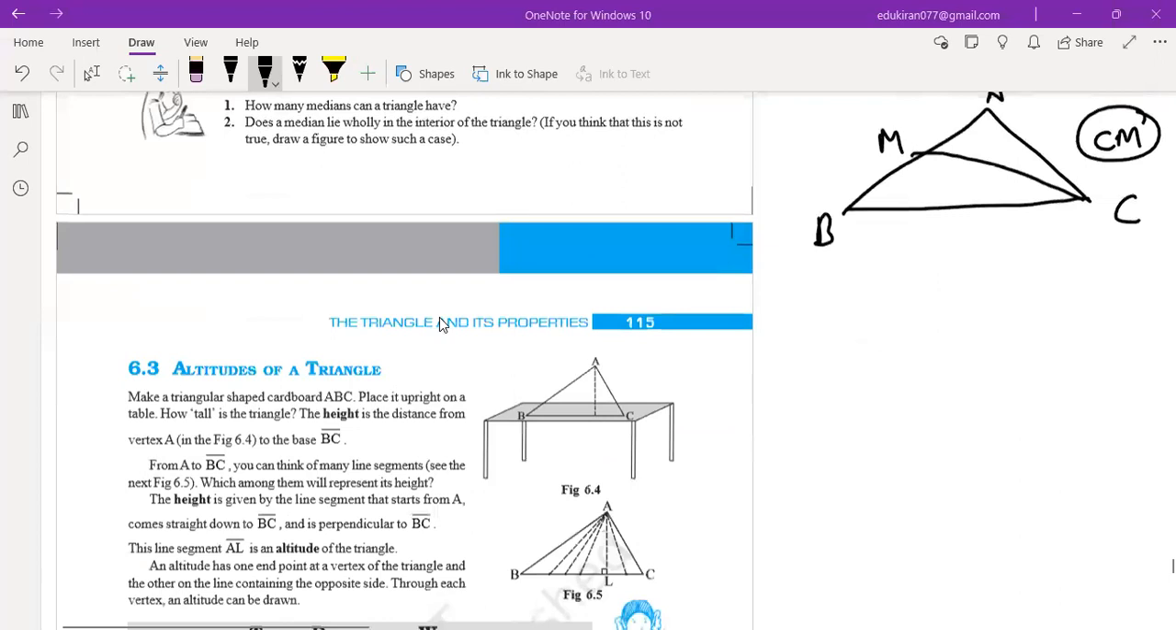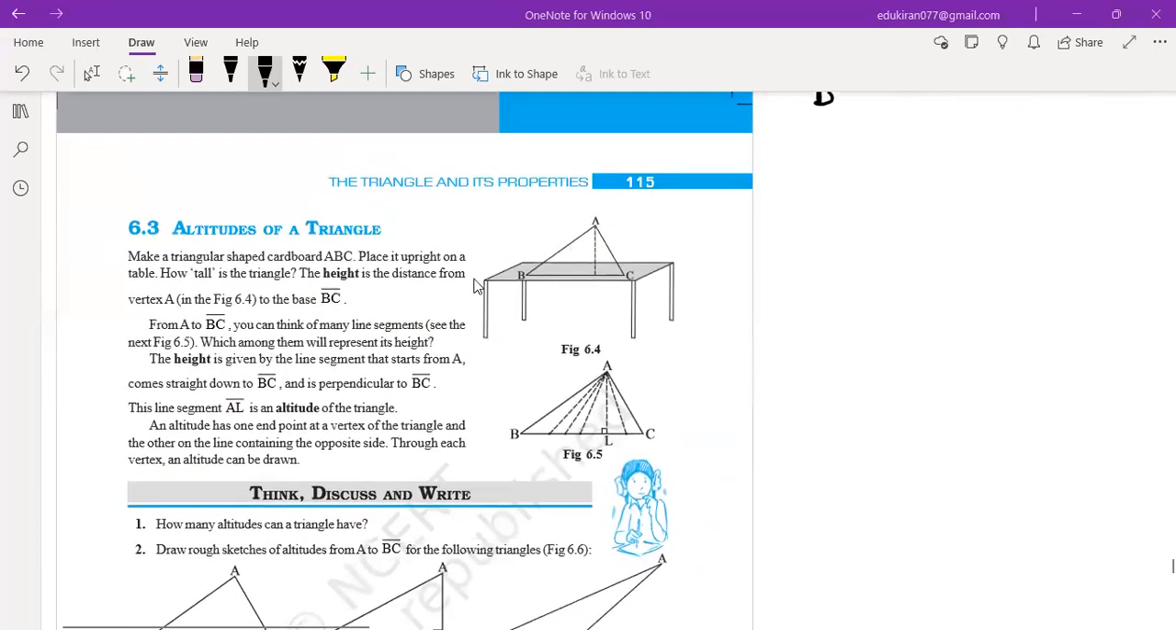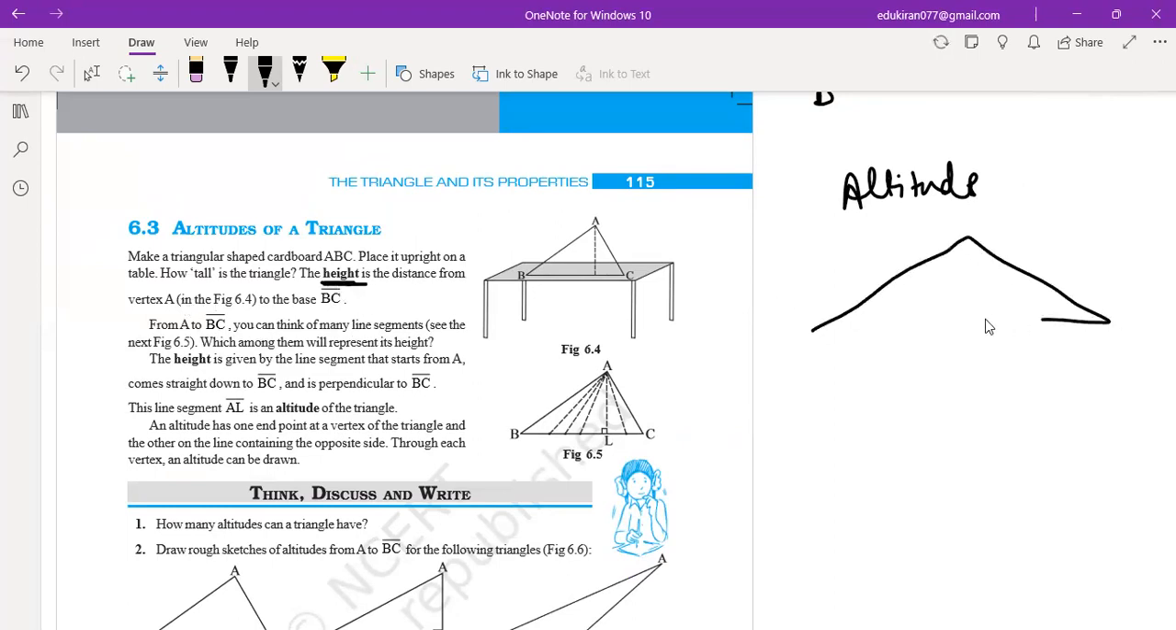Okay. Now moving to the next one. Coming to the next word, which is altitude. Right? Altitude, altitude. Now, ma'am, what is this? It's the height, the distance from vertex A. For example, if this is a triangle, this is the altitude. Now you will say, ma'am, altitude looks like median. It is coming from here only and going to the opposite direction.